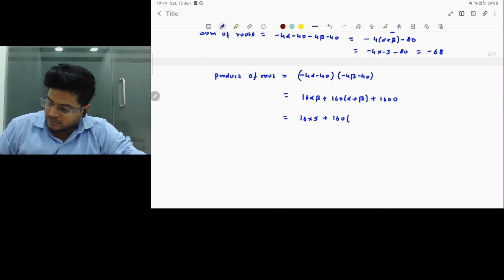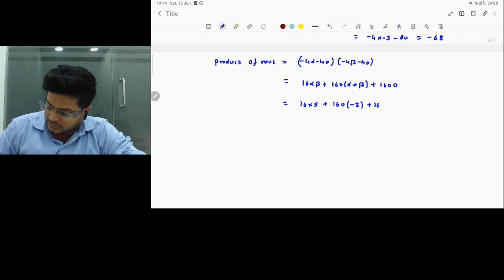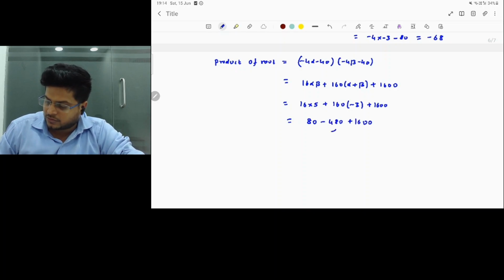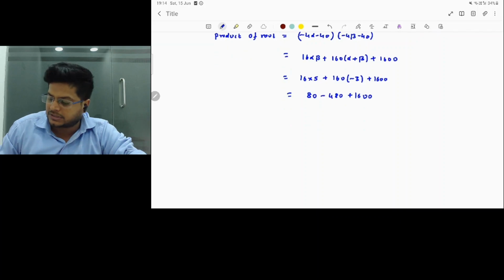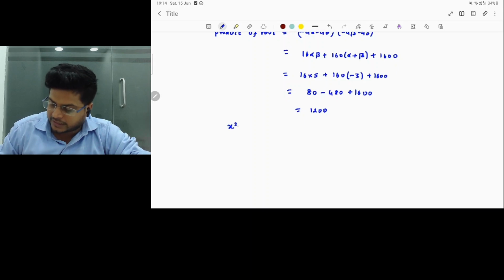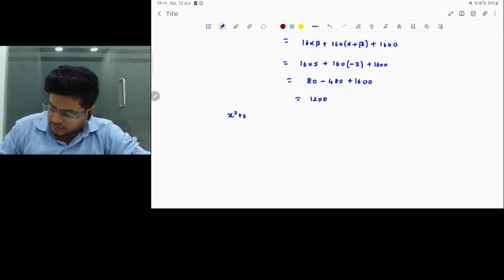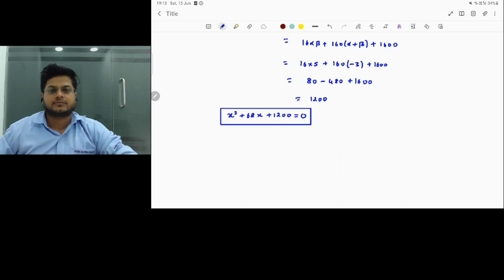160 into alpha plus beta, which is minus 3, and plus 1600. So you got 80 minus 480 and plus 1600. You can see that 80 and minus 480 will compensate and will give you a negative of 400, and plus 1600 will give you in total 1200. So our quadratic is going to be x square minus sum of the roots, which is 68, so 68x, and then product 1200 equals 0. So this is the required solution, right?